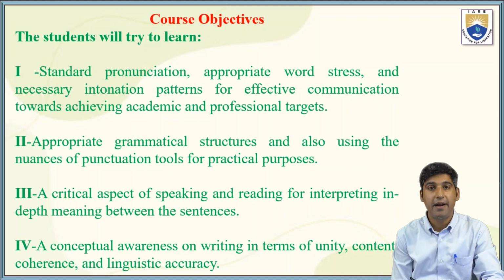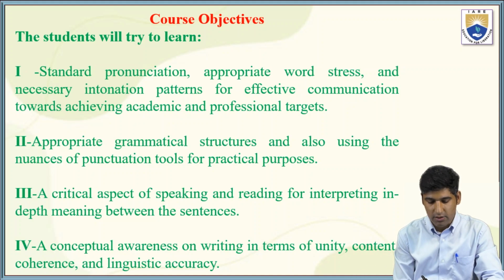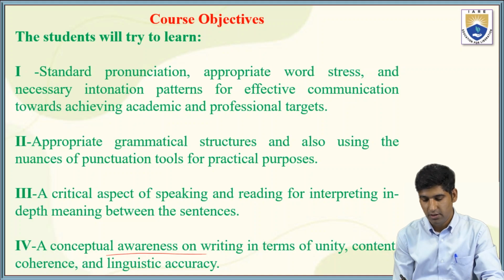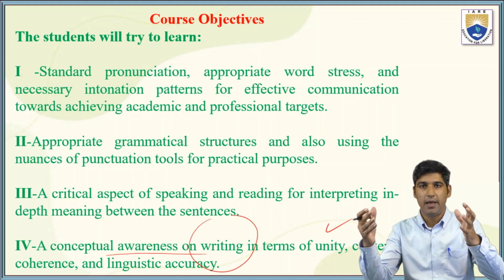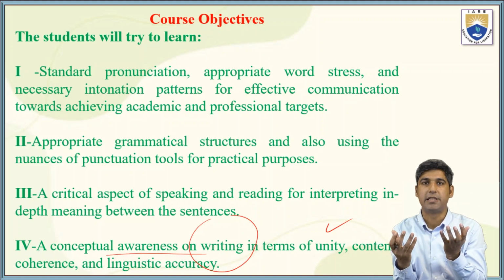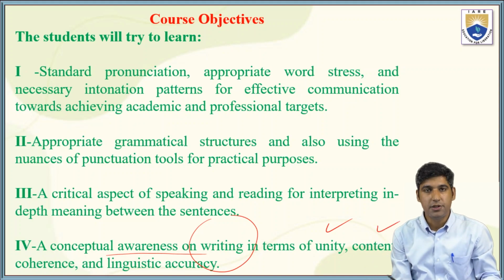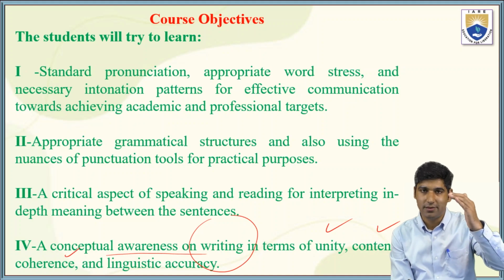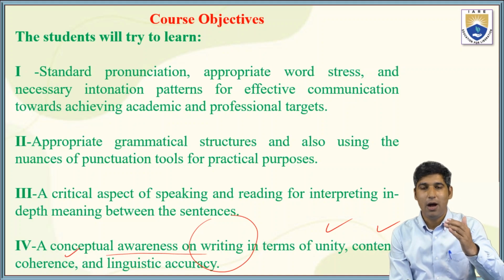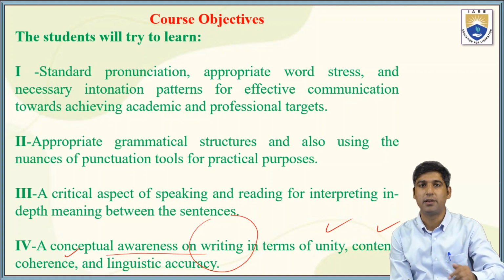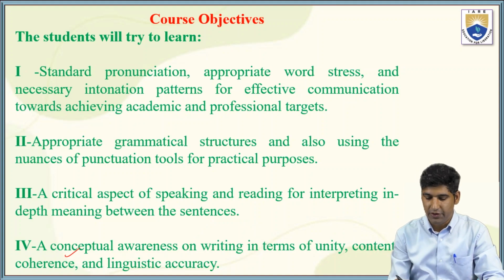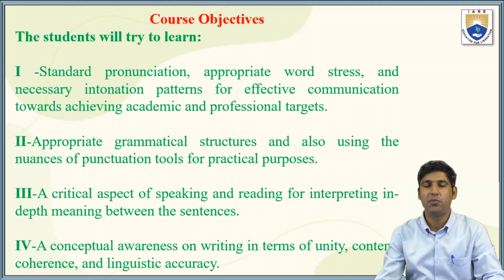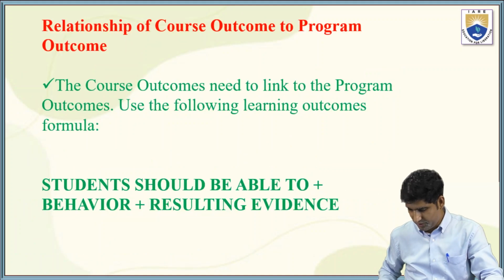Then a conceptual awareness. One should get a conceptual awareness of writing, not only writing but in terms of unity, how writing is a consolidated activity. And regarding the content for writing, coherence: how can the ideas be coherent? How can we maintain that coherence and order in the ideas? And linguistic accuracy: what are the different rules of linguistics which we have to apply for writing? So these are the different course outcomes.